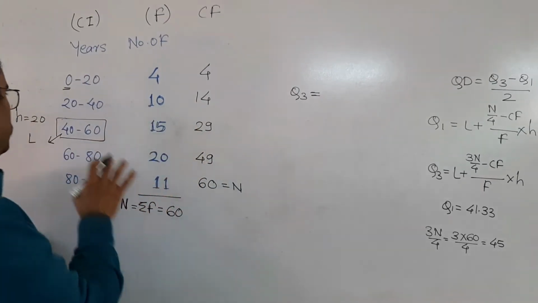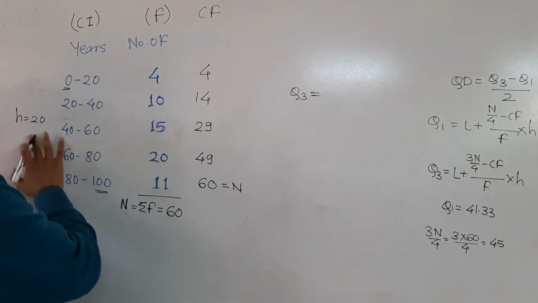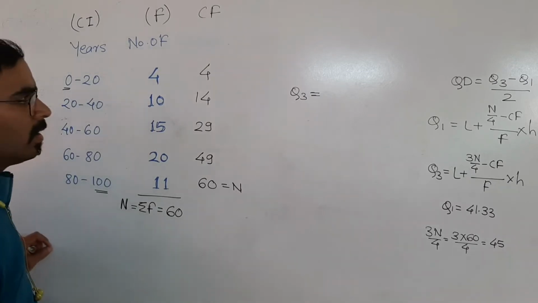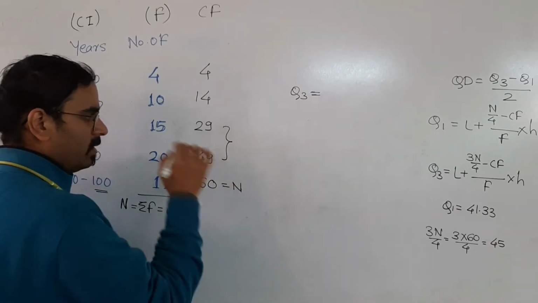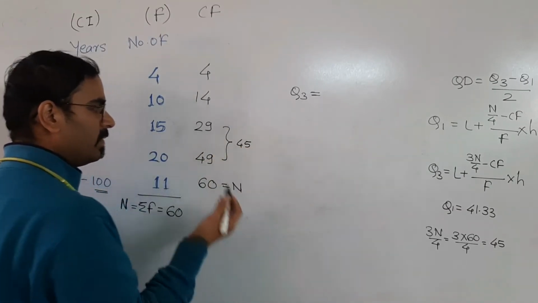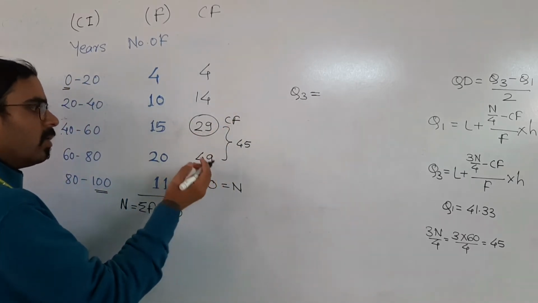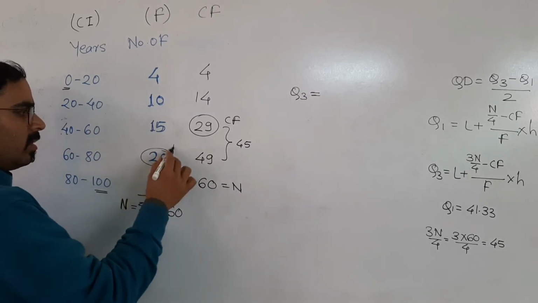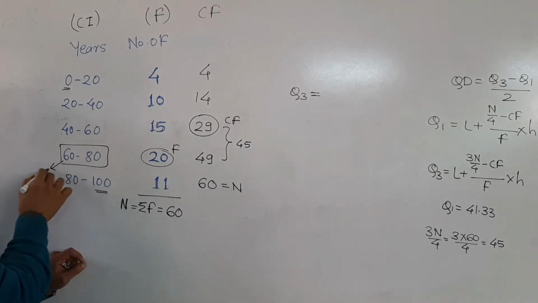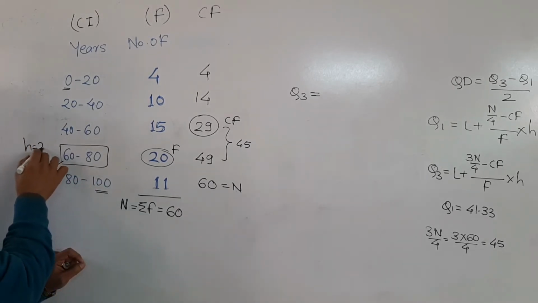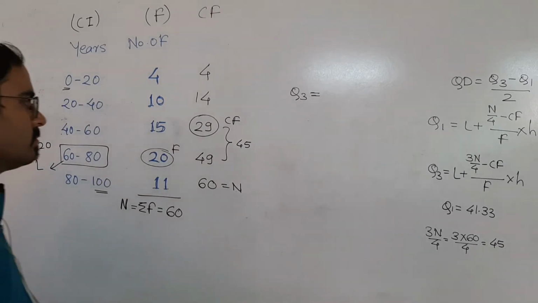All terms will be different, so we have to erase all these things. 45 is lying in between these terms. So this will be your Cf now, the lower one will be your frequency, and in the same way this will be your class. This will be your value of L, and the height of class will be the same, that is 20. So you got all the values, put the values in the formula and get the answer.